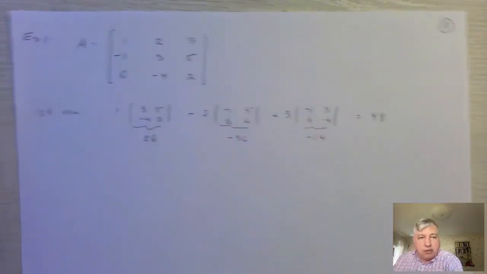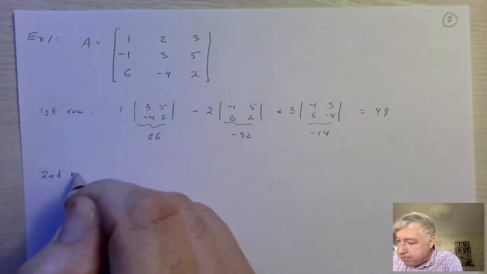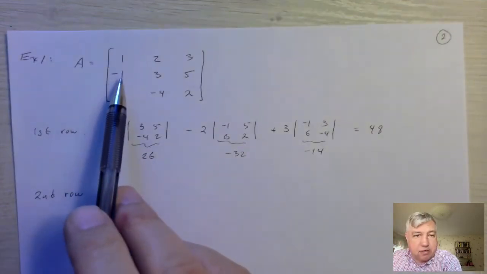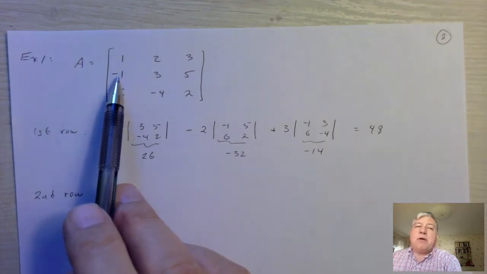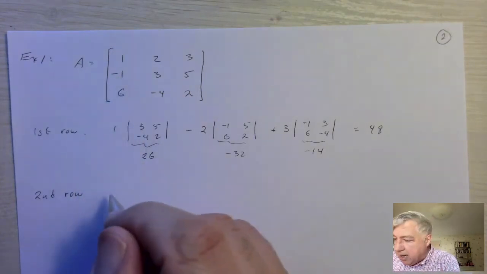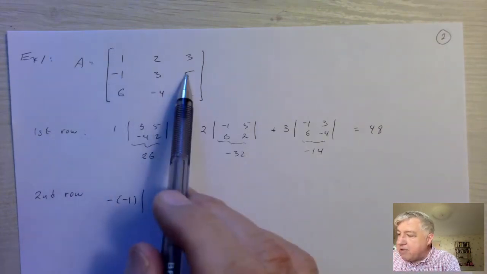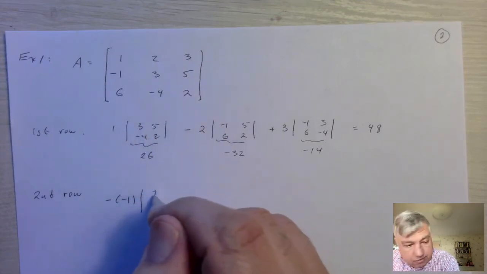Now let's see what happens if we expand along the second row. All right, so now we start with this. This is in the second row, first column. So 2 plus 1, that's 3, that's odd. So this is going to be negative 1 times, we cross out this row and this column, we get 2, 3, negative 4, 2.